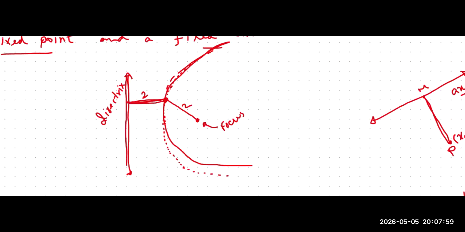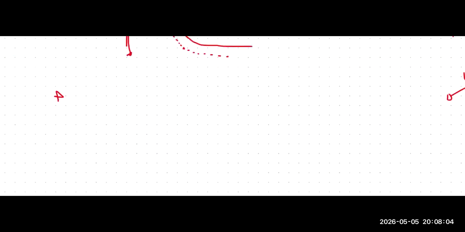Okay. Now let's calculate some standard formula of parabolic equation. So, the standard form of parabola.